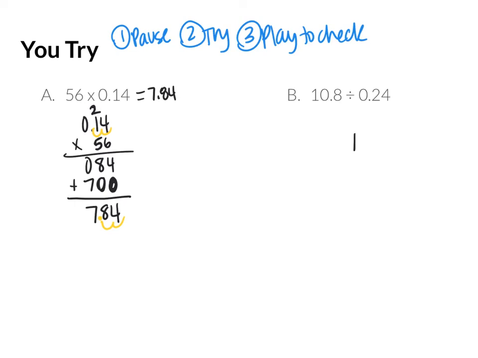For my second problem, the 10.8 goes on the inside. The 24 hundredths goes on the outside. I move my decimal twice, and that means I have to match it, so I have a placeholder value now here. I always think it's helpful to rewrite the problem now that we've gotten rid of the decimals. So 24 divided into 1,080. Now, 24 isn't going to go into 1.